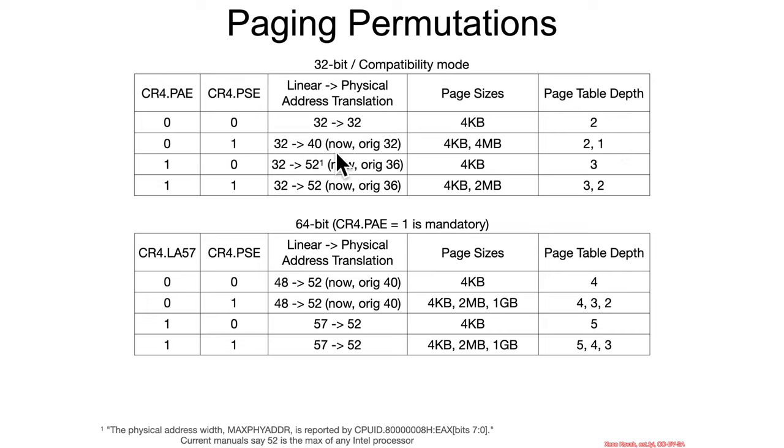And then when we start adding in these larger page sizes or larger physical address spaces, we start getting different page depths. So if it's 4 kilobytes, then it's still 2 depth, but 4 megabytes will end up having only a single depth, and that you'll see is how they access the bigger page.